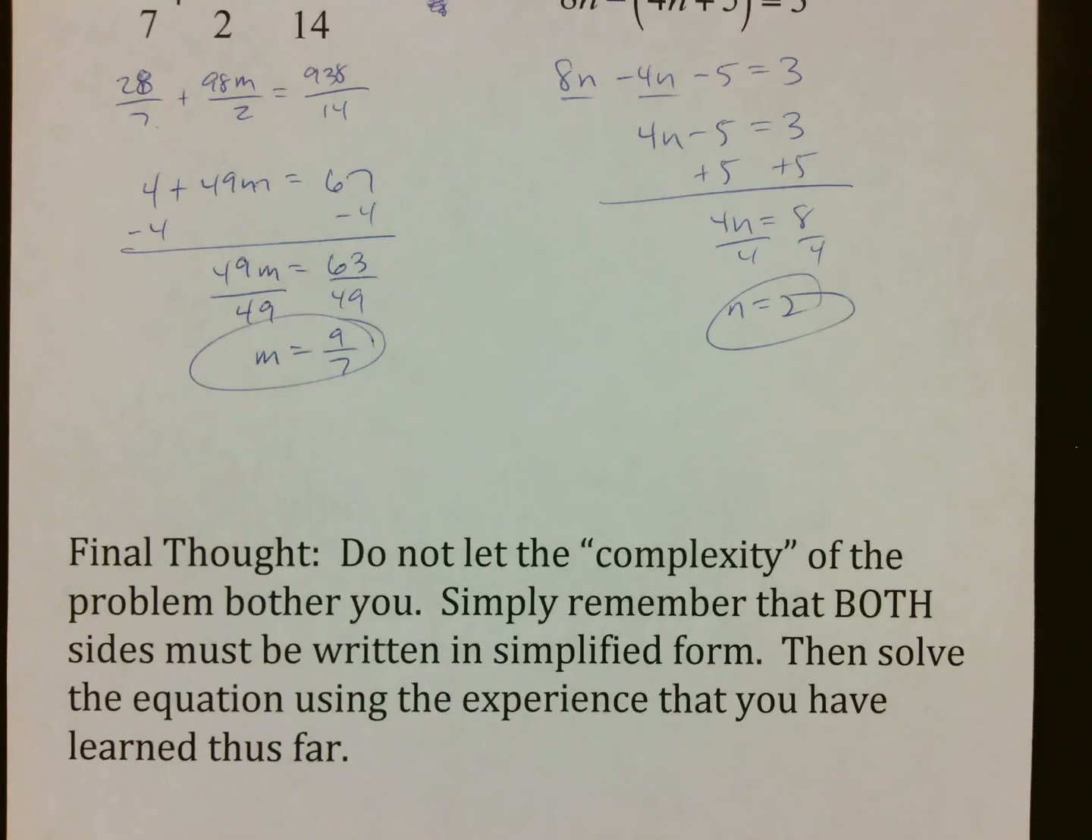So again, final thought here is, don't let the complexity of the problem bother you. Simply remember that both sides must be written in simplified form, then solve the equation. That's the hard part about moving on, is that a lot of people just kind of randomly jump into the problem without an actual strategy. And so what you are adding to your strategy is look at the left side only, see if it's simplified, look at the right side only and see if it's simplified, and then try to solve. If you are jumping in trying to solve by moving things, by subtracting, adding, and all that to both sides, then you're going to really make the problem get very messy.